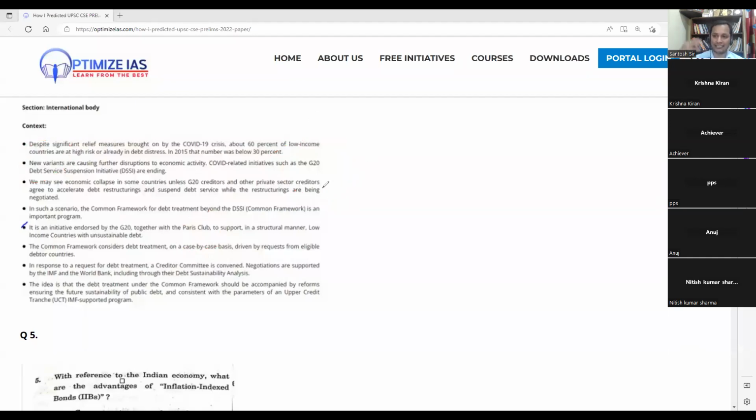Any international organization which is in news, or whatever initiative it has taken. So this year, can anyone tell me which international organization you can expect? Any initiative of any international organization? Which international organization this year? EU. What is the EU? What step has it taken?